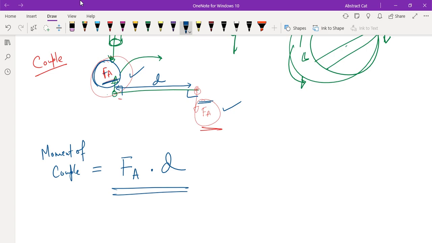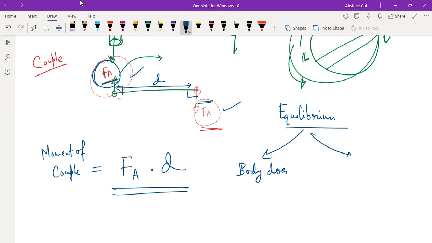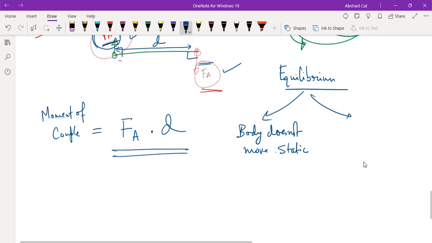Now we discuss a new concept: the equilibrium of bodies. What does equilibrium mean? Equilibrium means a force is applied, but the body either moves or does not move. So there are two kinds of equilibrium. If a body does not move, that type of equilibrium is called static equilibrium, because the body is at rest.